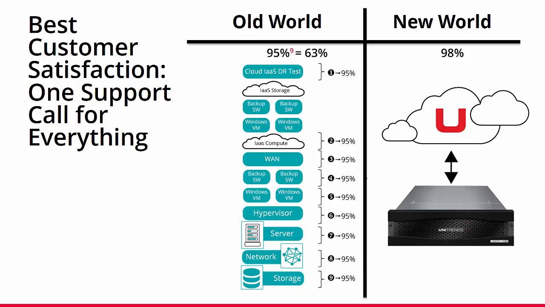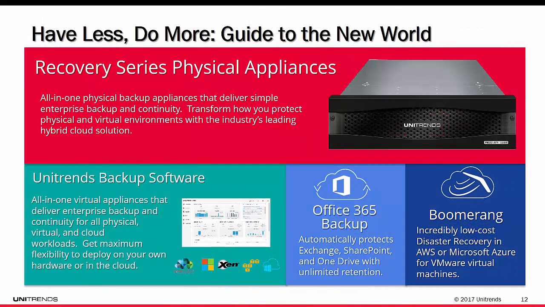So let's talk about the Unitrends catalog. It all begins with our flagship product, the Recovery Series Physical Appliance. This appliance delivers very simple enterprise backup and continuity. It includes the software, the server, and the storage to be able to perform your backups. We're going to go into the specifics about what it can back up, but there are a lot of options for being able to protect. Then we also have our Unitrends backup software.